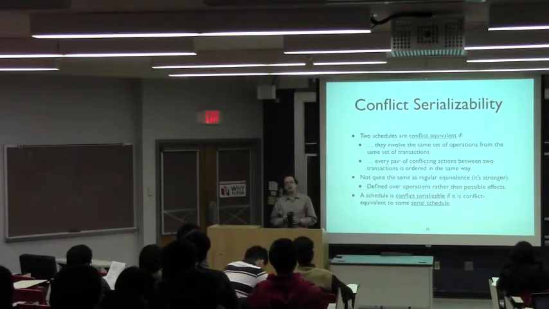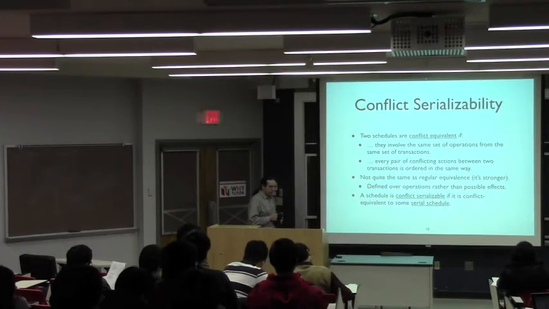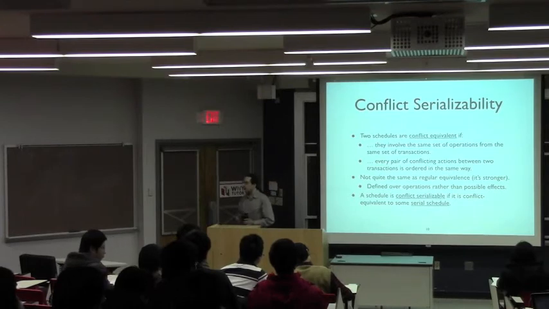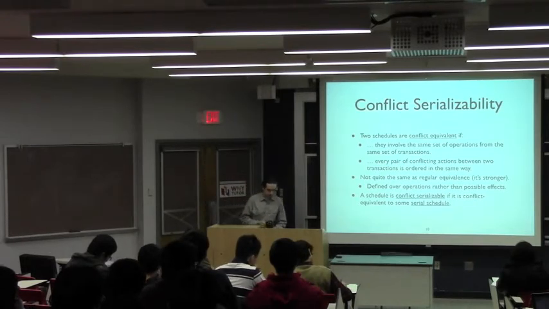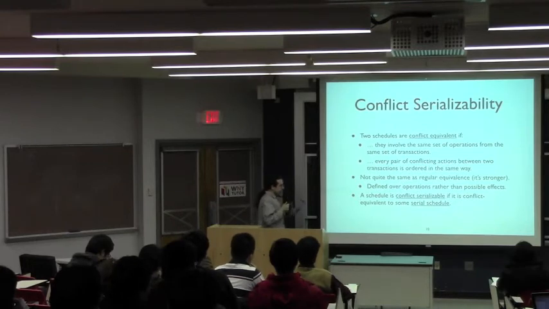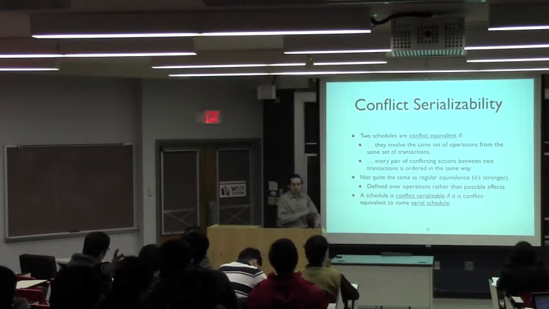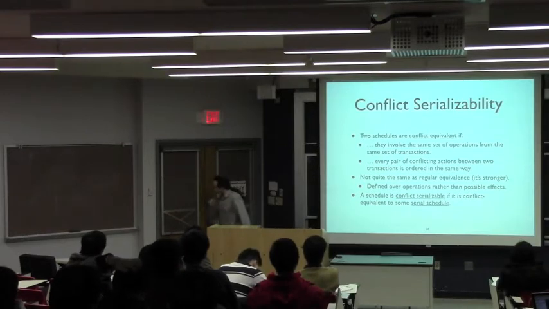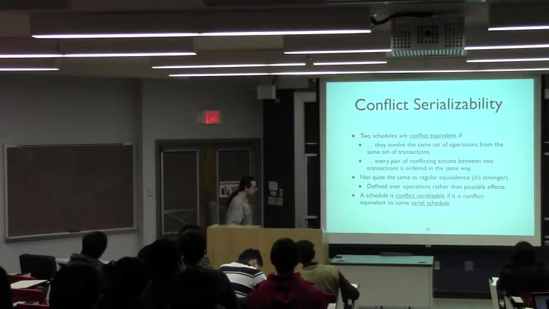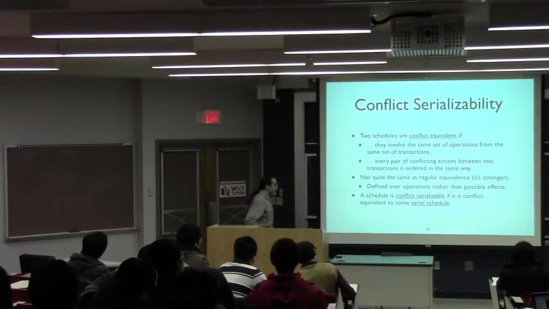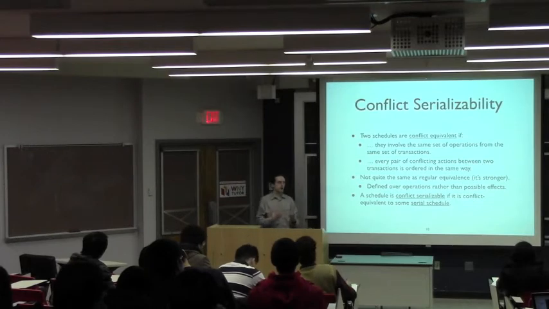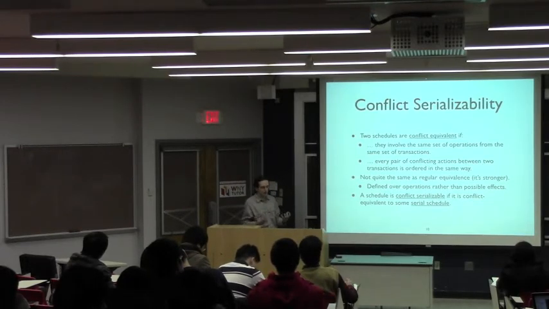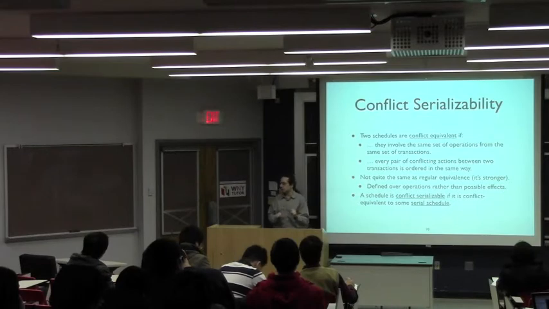We're going to say that two transactions are conflict equivalent if essentially any conflicting operation between those two transactions has the same order. That is to say, if two operations in a transaction affect the same data object, or one of them modifies it and the other accesses it, then all of those operations between the two transactions are ordered in the same way.